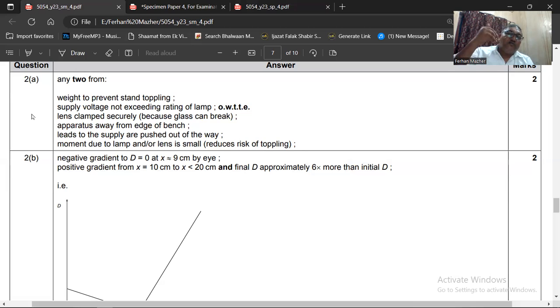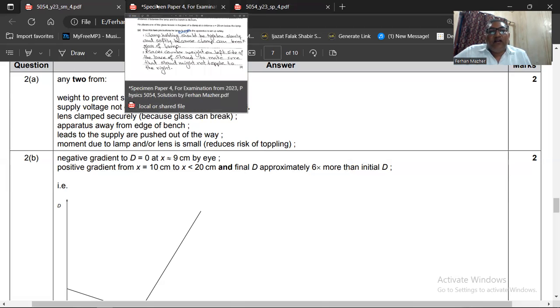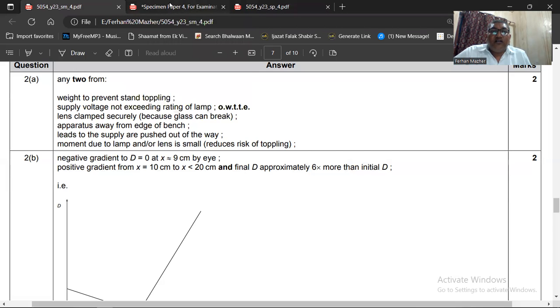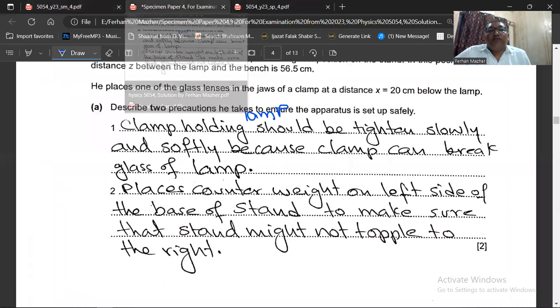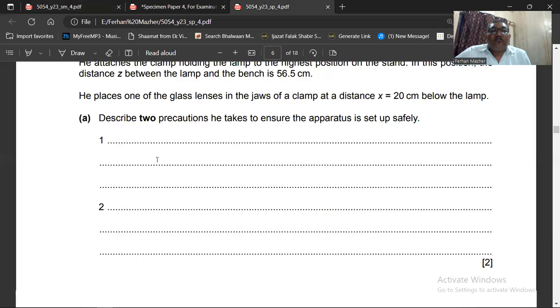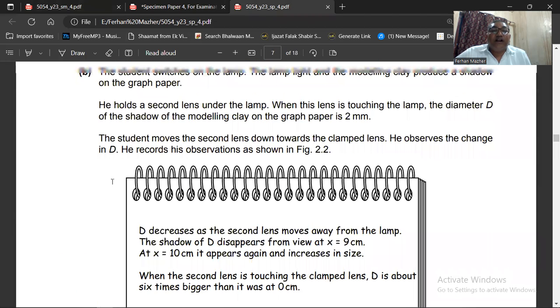Because if the length of the clamps holding the lamp and the lens becomes longer, the moment of the lamp and that lens will increase and it will topple to the right side, because the moments will become larger. So these are the answers from the marking scheme. This is my answer. Okay, so we are going to the next part, and that is question number 2B.